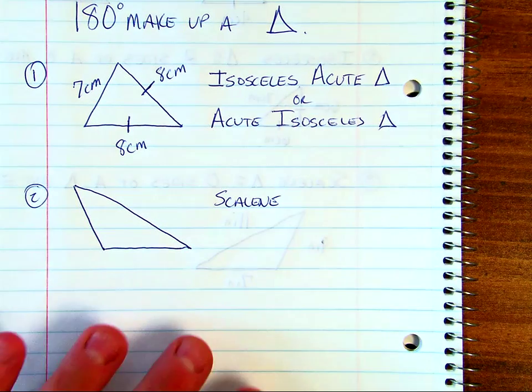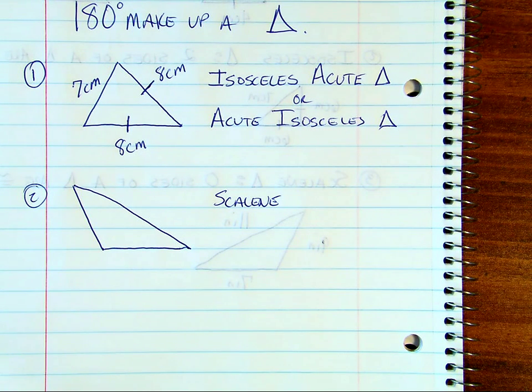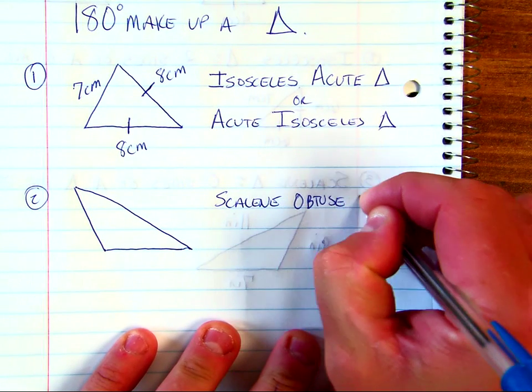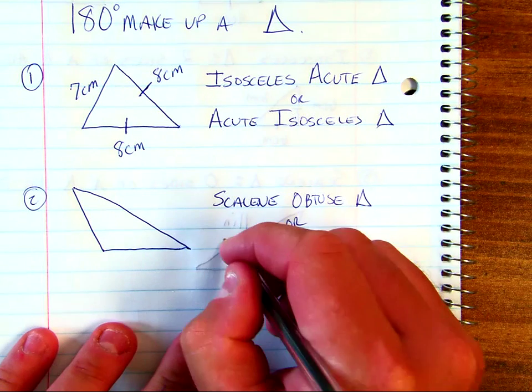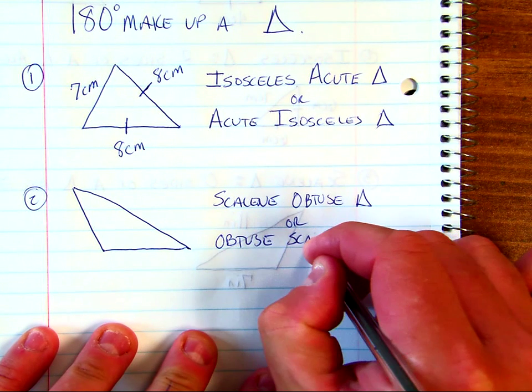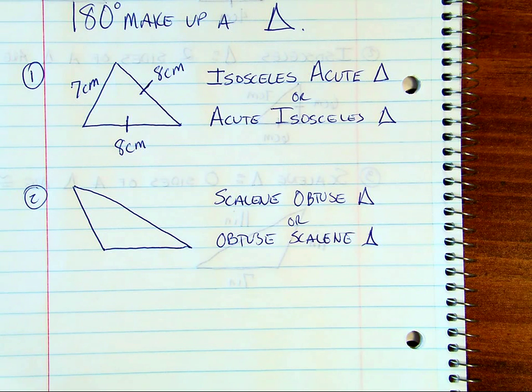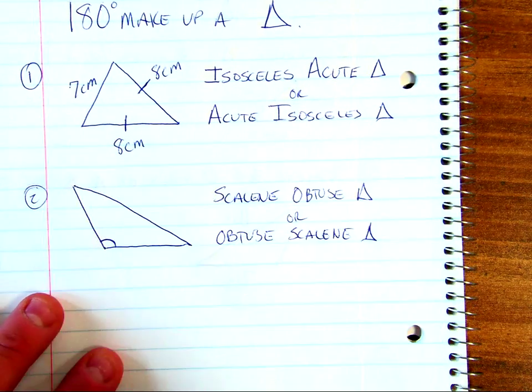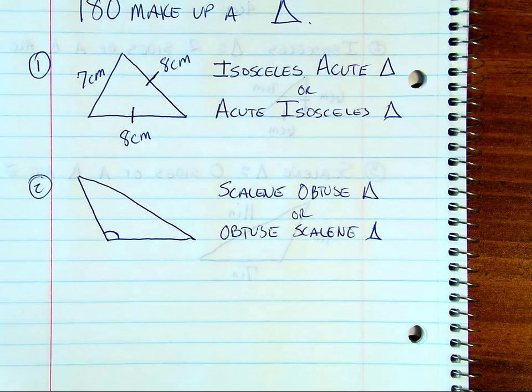And what would the other one be, Nicole? So we would say a scalene obtuse triangle, or an obtuse scalene triangle. It's obtuse because this angle right here is bigger than 90. And it's scalene because none of the sides are equal to each other.